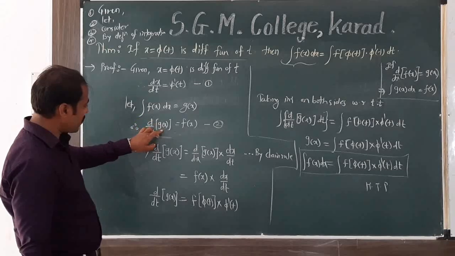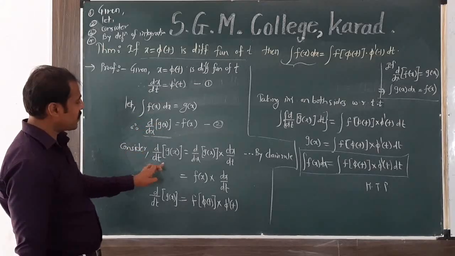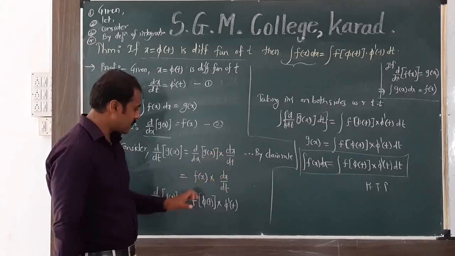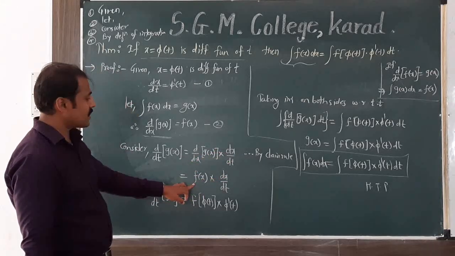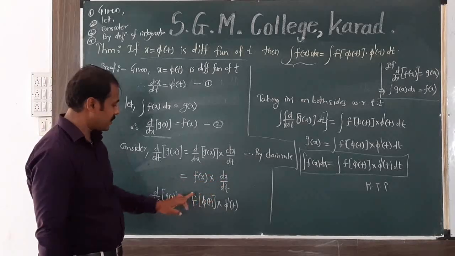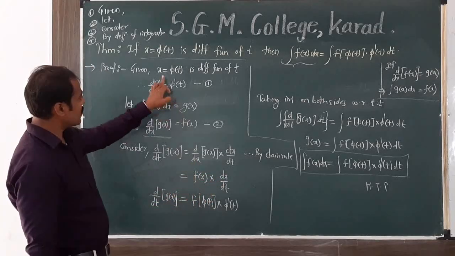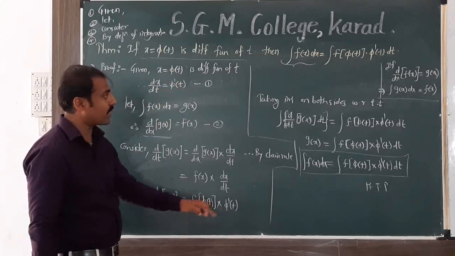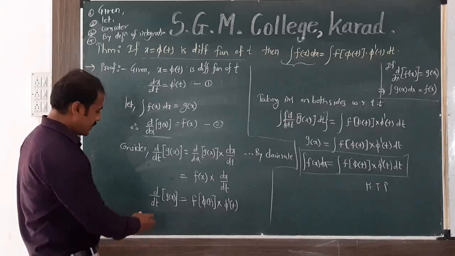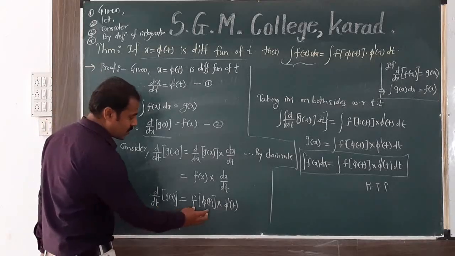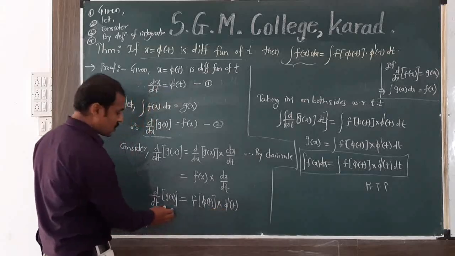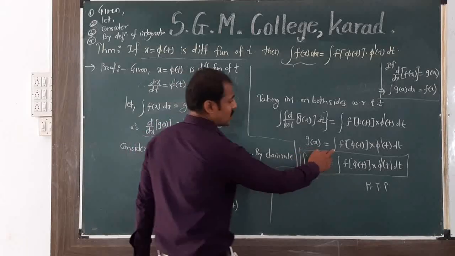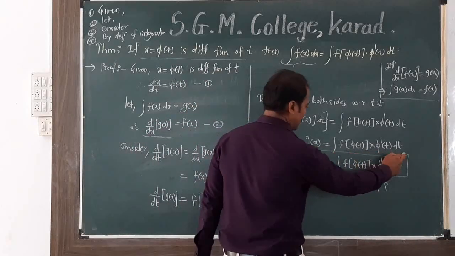Now differentiate g of x with respect to t. Consider d dt of g of x is equal to d dx of g of x into dx by dt by chain rule. But d dx of g of x is f of x into dx by dt. Replace x from equation 1. X is equal to phi of t. Replace x by phi of t. F of phi of t into phi dash of t. Okay, d dt of g of x is equal to f of phi of t into phi dash of t. So g of x is nothing but integration of RHS. So g of x is equal to integration of f of phi of t into phi dash of t dt.